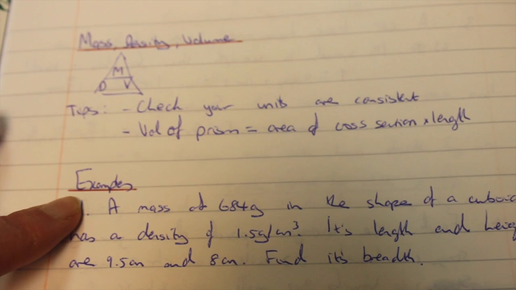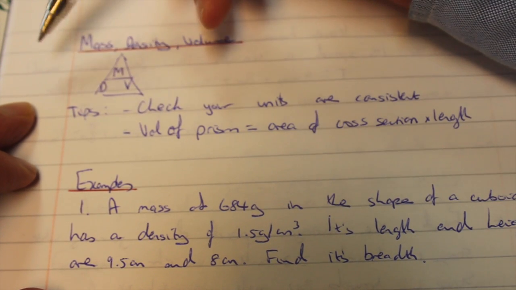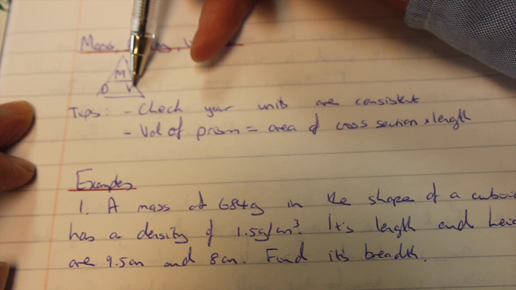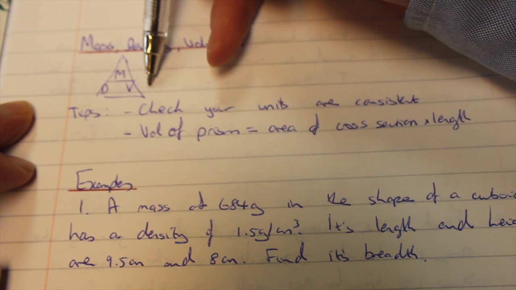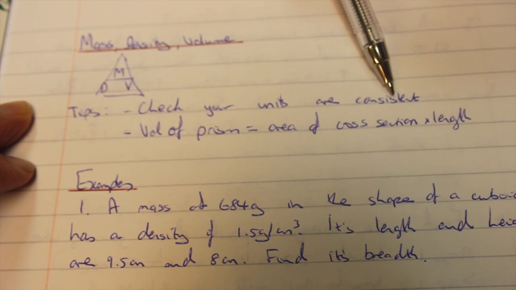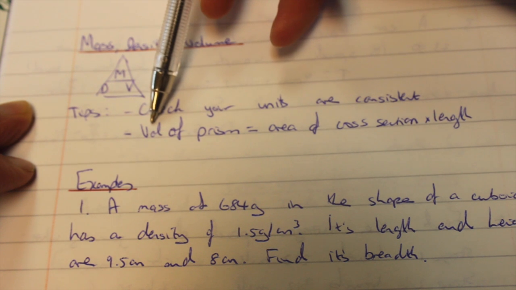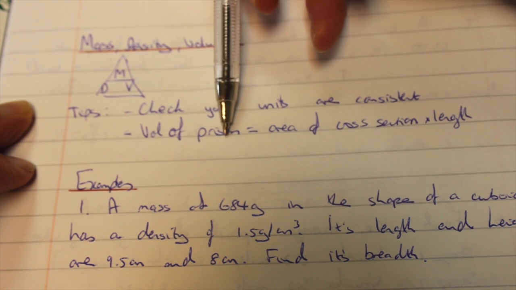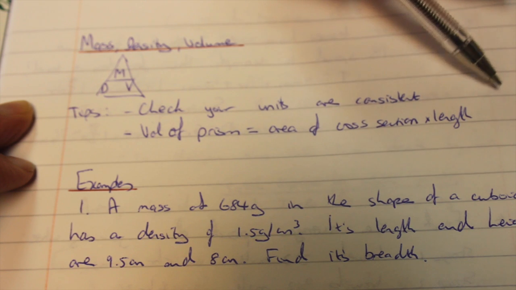Now I'm going to have a look at a couple of mass, density, volume questions. Make sure you get your triangle the right way around with d and V in the bottom. I remember it as dVd. Check your units are consistent. And another wee thing they quite often ask here is the volume of a prism. Is the area times its length. So, on to the first question.